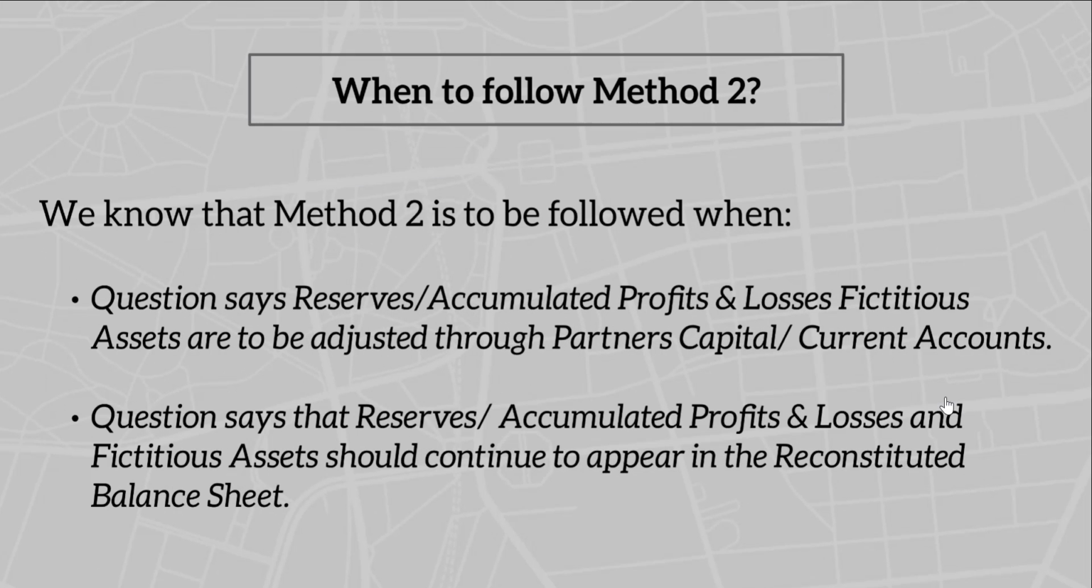When do we follow method 2? We know that method 2 is to be followed when the question says reserves and accumulated profits and losses and the fictitious assets are to be adjusted through partners' capital or current accounts, or if the question says that reserves, accumulated profits and losses and the fictitious assets should continue to appear in the reconstituted balance sheet. So we know that we have to use method 2 in these two instances.